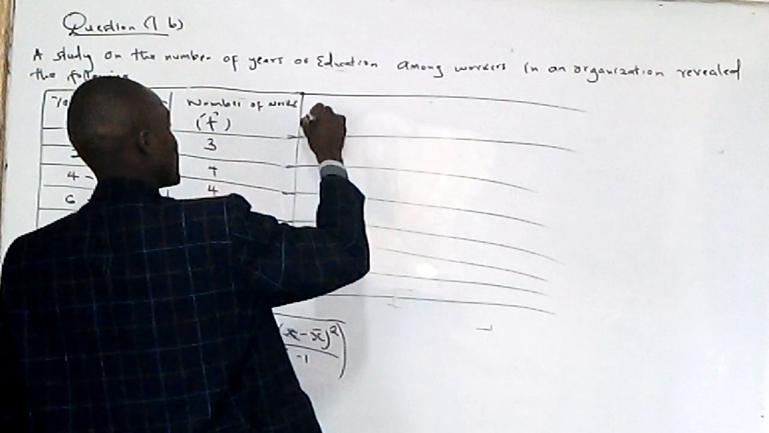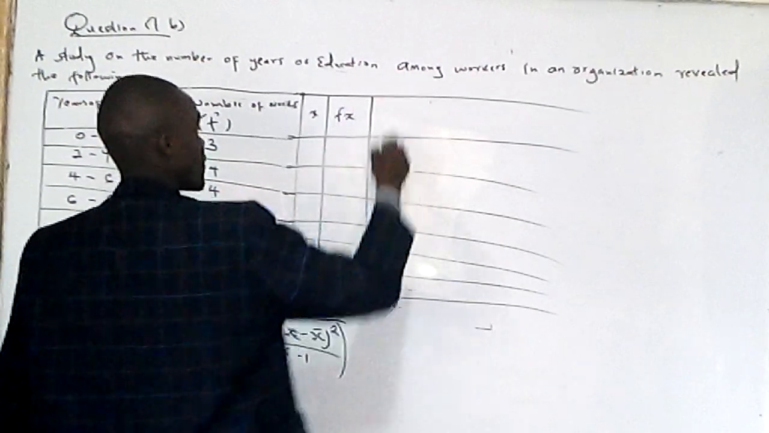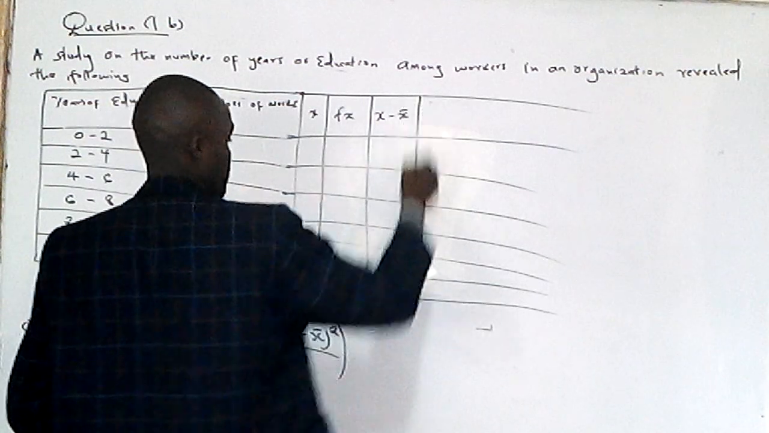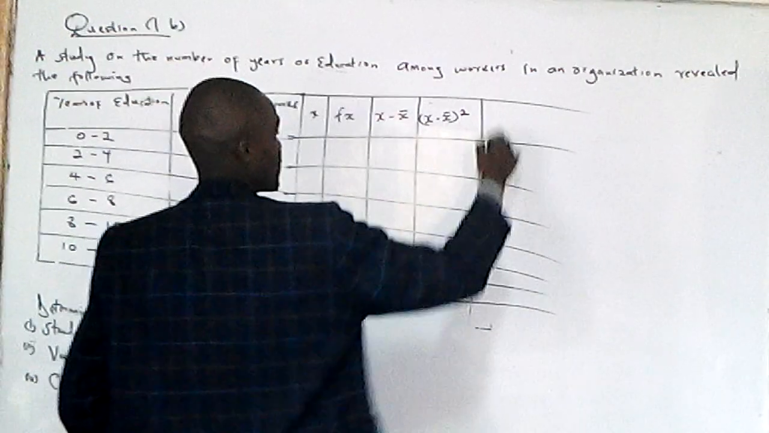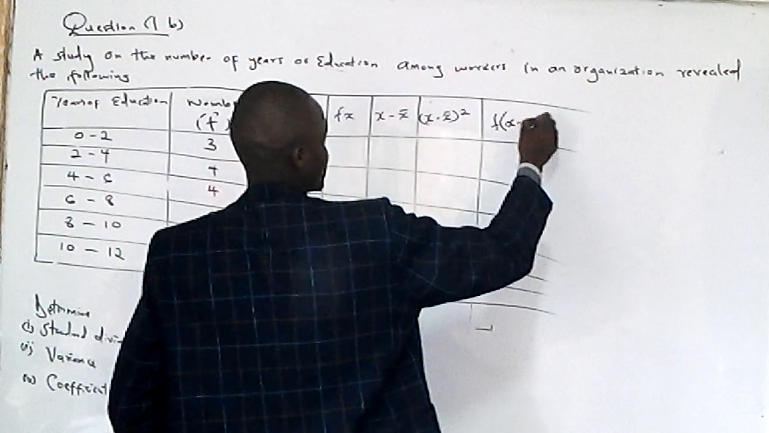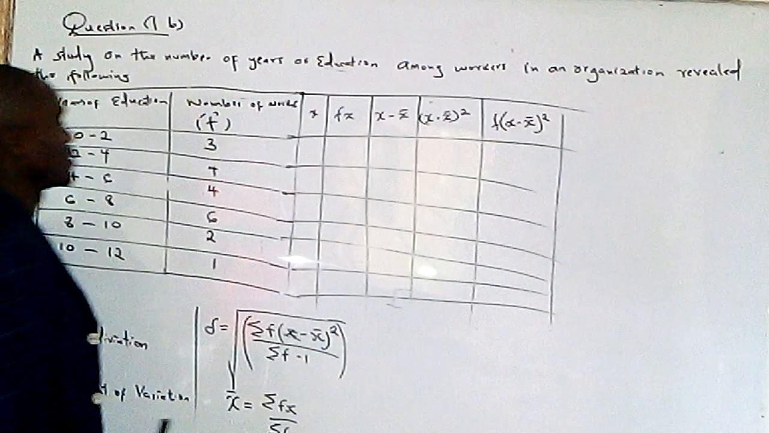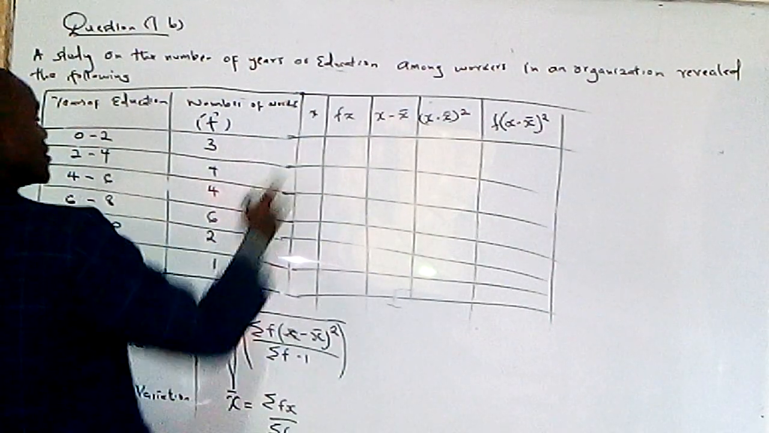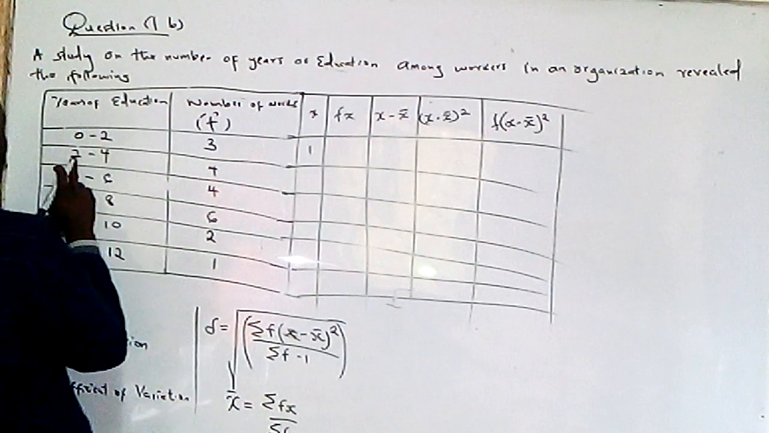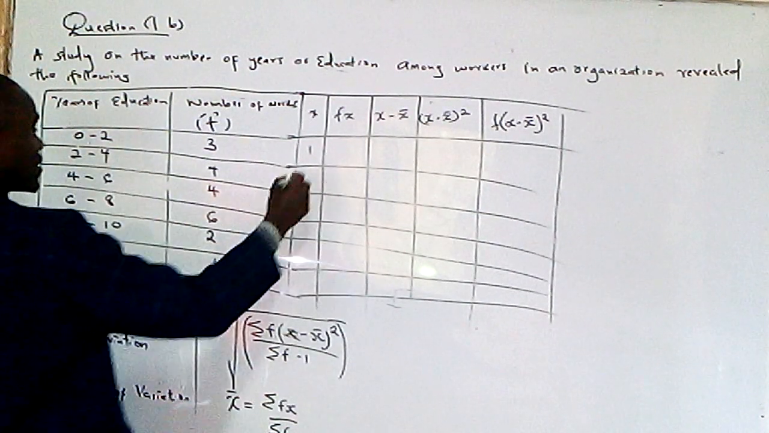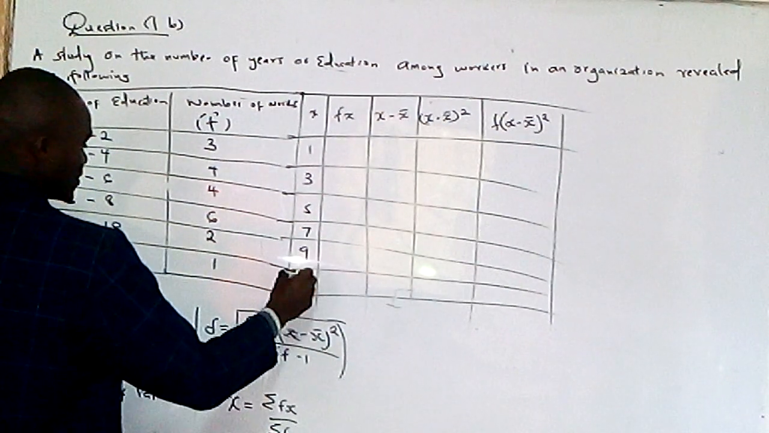So here we are going to have x, fx, x minus mean, x minus mean squared, and then f in bracket x minus mean squared. We get our x, the midpoint: 0 plus 2 divided by 2, you get 1. 2 plus 4, 6 divided by 2, the answer is 3. You do the same for 5, 7, 9, and 11.